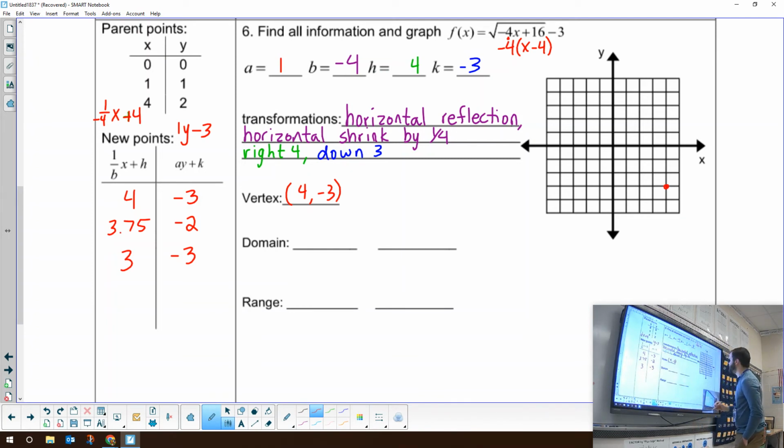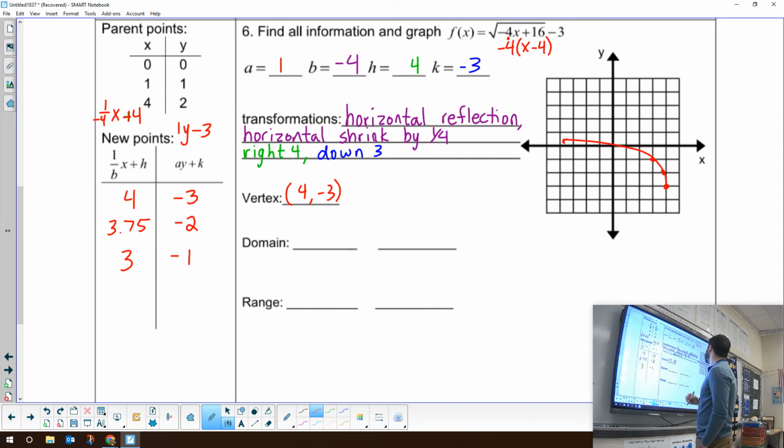And so we have a point at 4, negative 3. We're going to have a point at 3.75, negative 2. And then we're going to have a point at 3, negative 3. Or negative 1. Golly, this problem is getting my goat today, guys. So 3, negative 1. Okay, so now you can see, hopefully, where this graph is going to go. We're going to have our point there, and you can see that my graph is going to go out, up, and to the left.